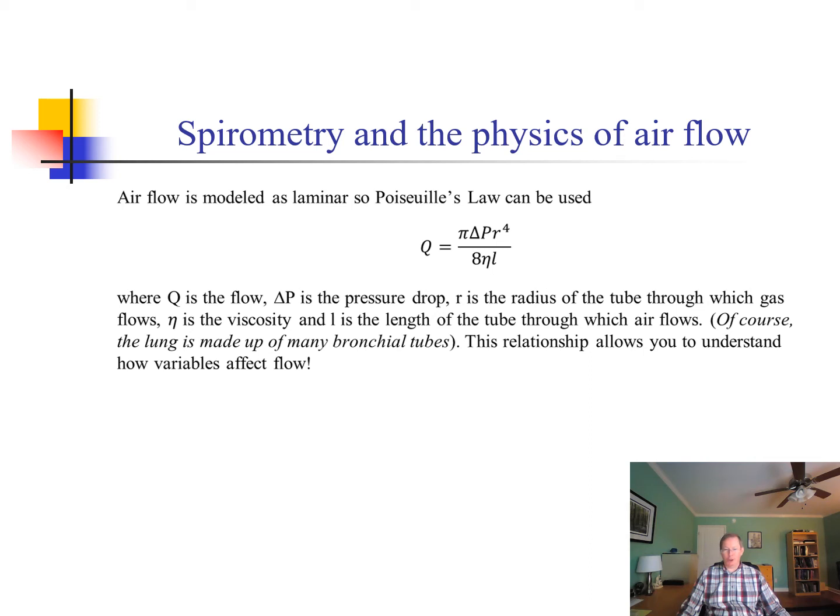Now the pressure drop you could maybe do a little bit with. Viscosity, you're breathing the same air. The length of the tube is based on how big you are. So all these are pretty much relatively constant, but that radius is not. And you can constrict or dilate your bronchial tubes. Now, of course, this is not one single tube, like I perhaps alluded to with this formula, but a series of tubes. And so this is an important thing that you need to remember. We'll talk about it in a little bit.